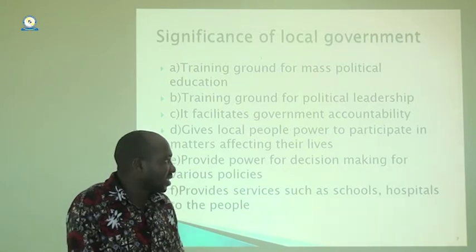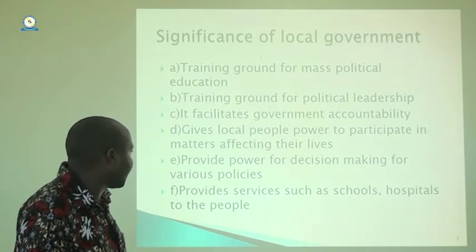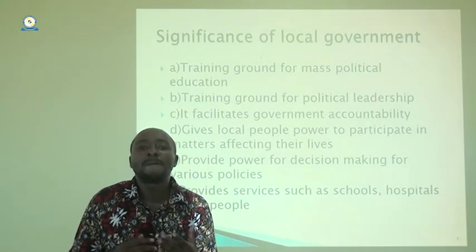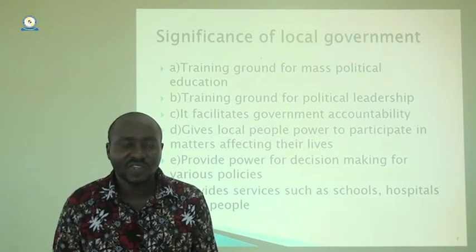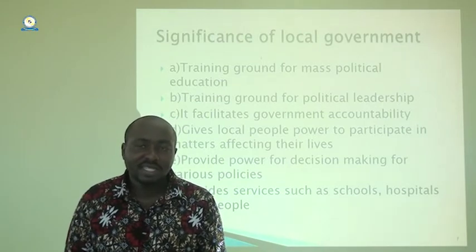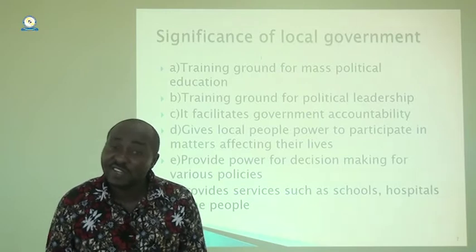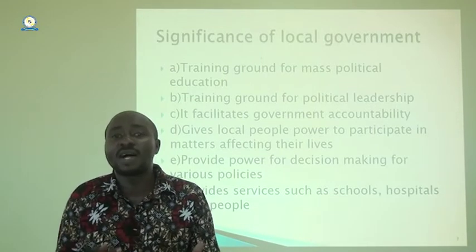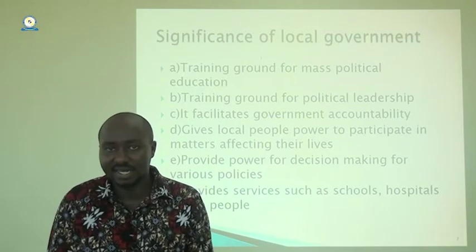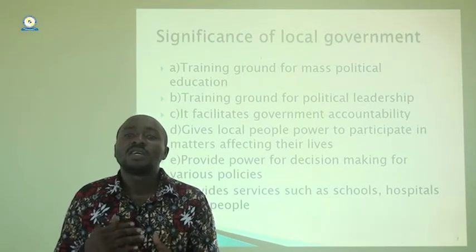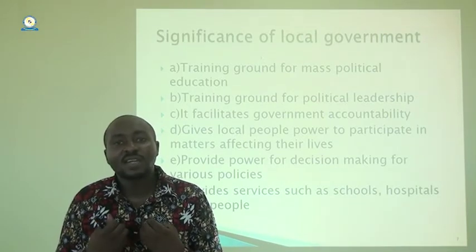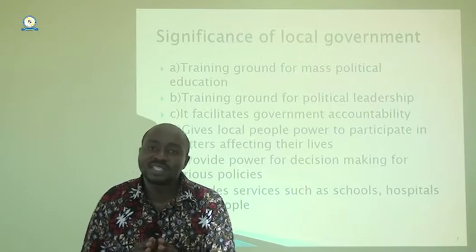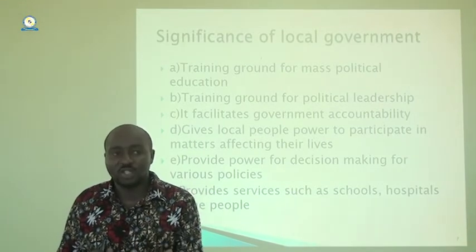Another importance of the local government is that the local government gives local people power to participate in matters affecting their lives. How is this done? This is done in a number of ways. For instance, in a village, the village assembly, where all members of the village having 18 years and above and who live in that particular village do attend, they have power to participate on matters that affect their own lives. Not only that, they have powers to participate on development issues.